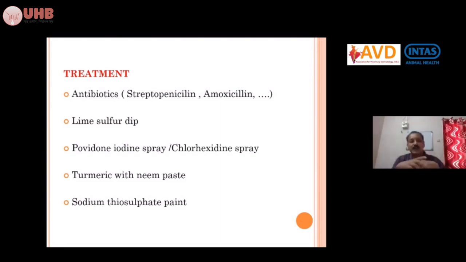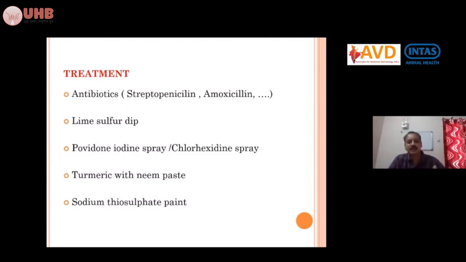Or you can apply powder iodine as a spray, or chlorhexidine spray can be applied over the area. For some farmers, non-affordable farmers who cannot get repeated ointment and so on, we advise turmeric with neem paste, and we get very good results. Apart from the antibiotic and vitamin A as supportive therapy, you can give turmeric with neem paste. We apply powder iodine spray one time and turmeric with neem paste another time, morning and evening. If you do it regularly, you can get a very good result.